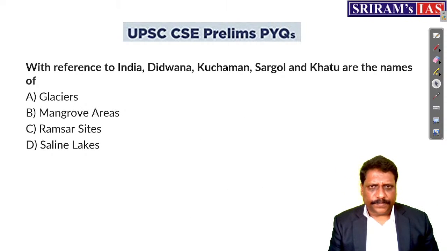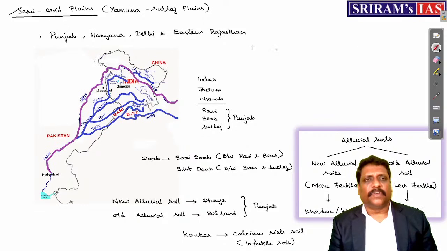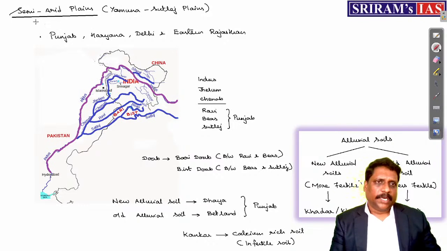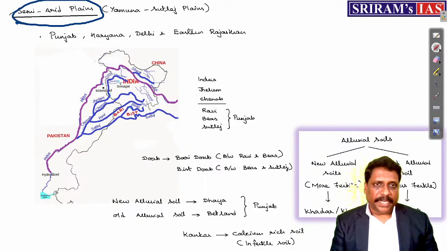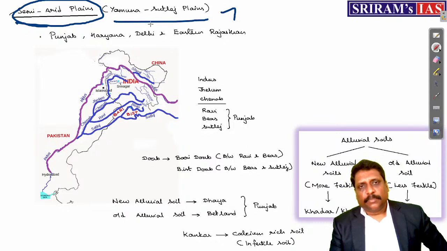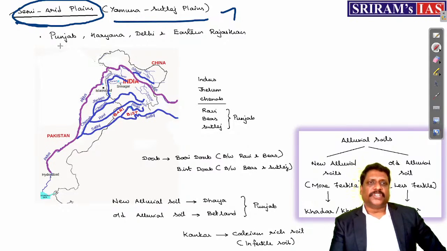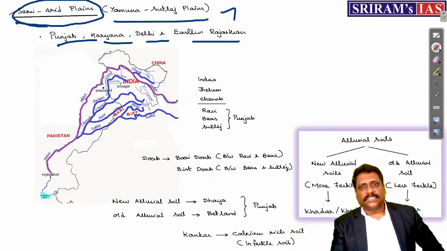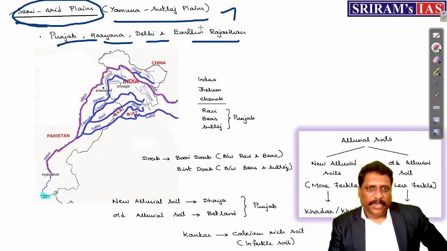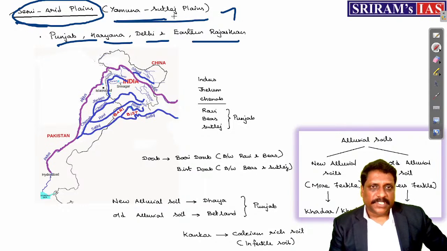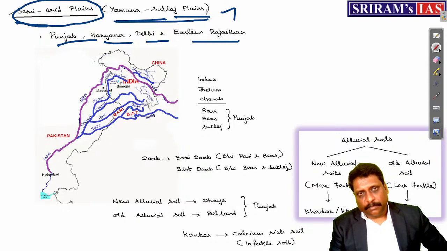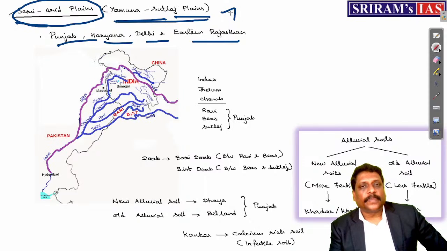Right, my friends. Now, some of the questions also I have inserted. Number one, apart from this arid plains, if I'm just moving on to the semi-arid plains. See, semi-arid plains, what I'm mentioning here is Punjab, Haryana, Delhi, and Eastern Rajasthan, based on prevailing climate. Ministry of Agriculture calls the same as Yamuna Satluj plains because it is located between Satluj and Yamuna.